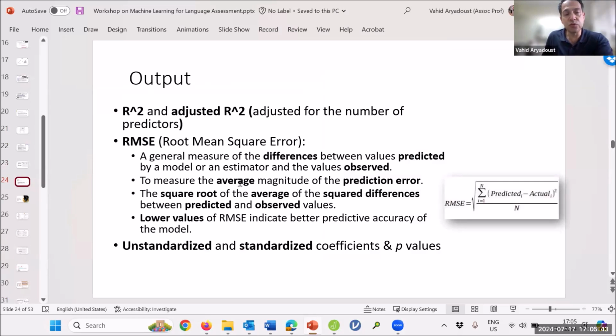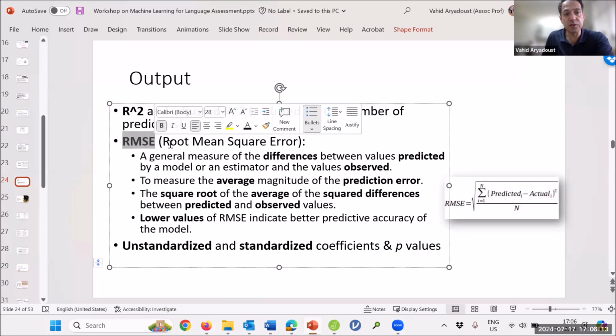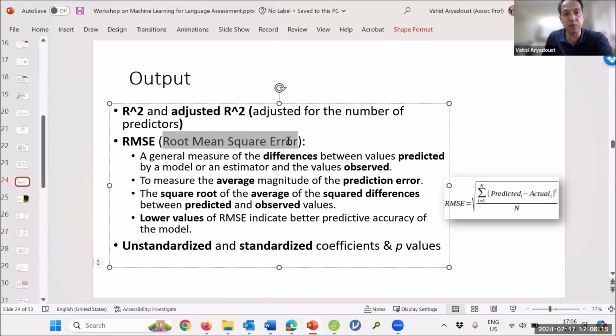In addition to the assumptions that we discussed, always try to look for these and report them in your results, and I think you will be on the safe side. I don't think that any reviewer, if you are writing a paper or your thesis, would ask for more things. What are these things? The R-squared and adjusted R-squared. The RMSE, which is root mean square error.